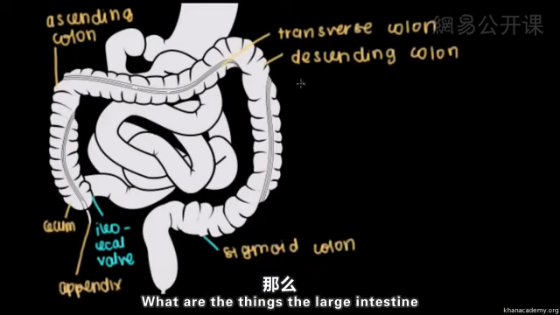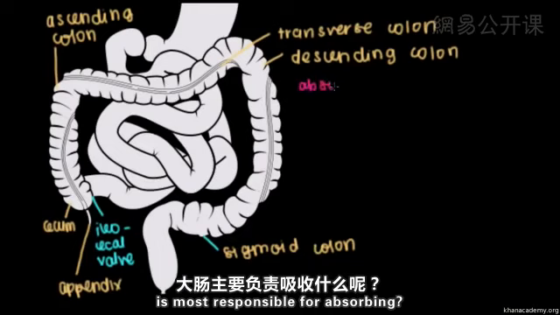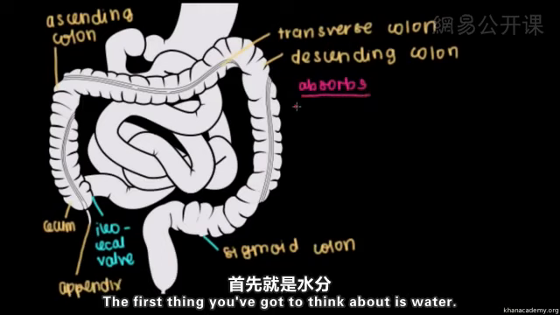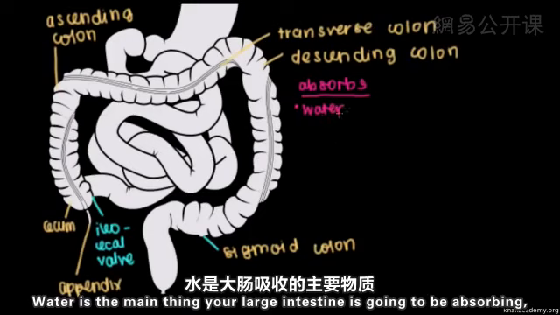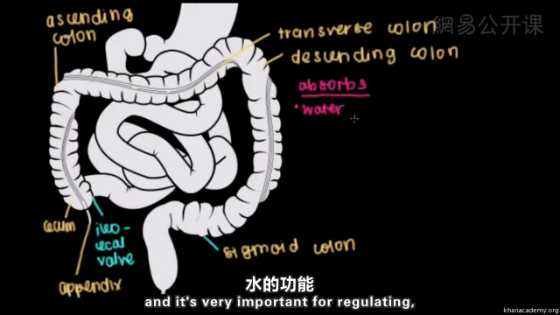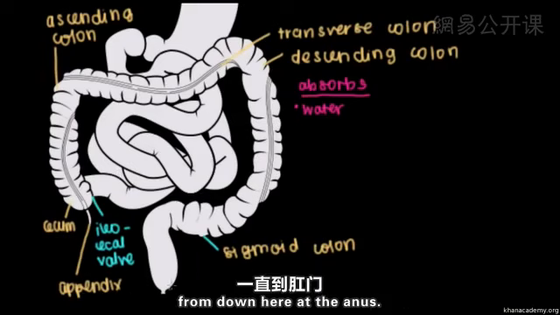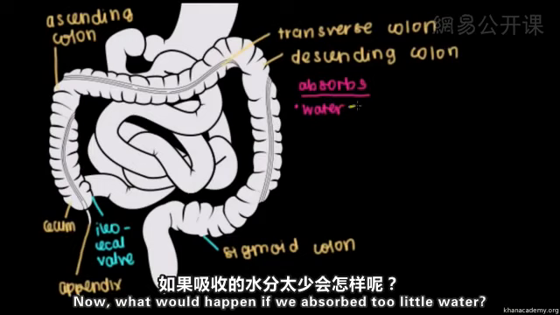So what are the things the large intestine is most responsible for absorbing? Let's make this list right here. What does it absorb most importantly, and what's the impact of that? Well, the first thing you got to think about is water. Water is the main thing your large intestine is going to be absorbing. And it's very important for regulating sort of the output that we're eventually going to get from down here at the anus.